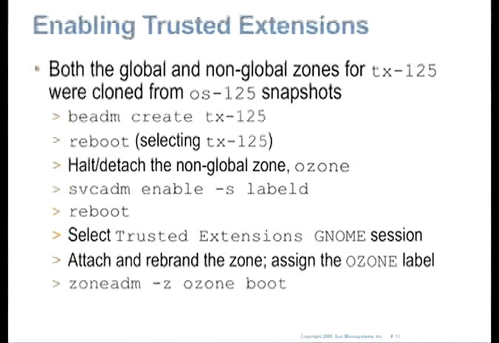Then I enabled Trusted Extensions, which is done by the service administration of enabling the labeled service, labeled daemon service. Rebooted it, system comes up running Trusted Extensions. I then changed the brand of the zone from ipkg, which is the default brand in OpenSolaris, to the labeled brand, which is the brand for Trusted.